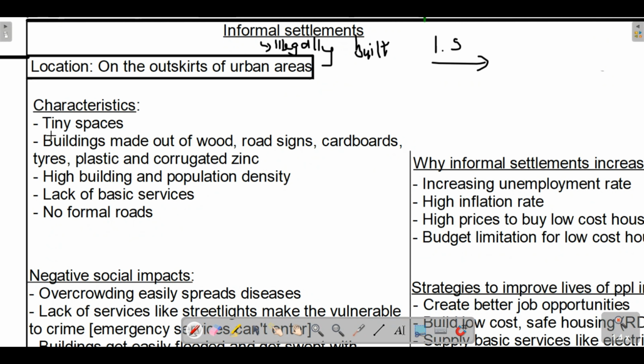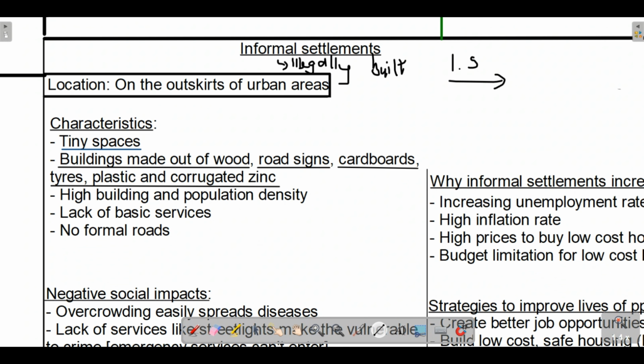Now, the informal settlements have tiny spaces. Okay, so there's high building density. Each building is close to another building, and it has a tiny space. Buildings here are made out of wood, road signs, cardboards, tires, plastic, corrugated zinc. Combining all of those, I built a shelter, right? Informal settlements have high building and population density.